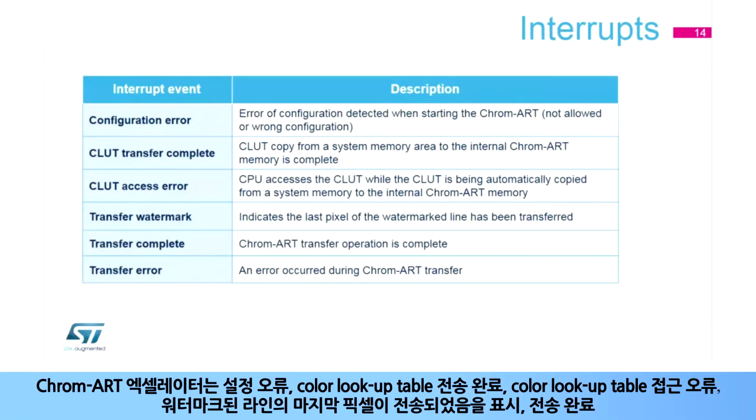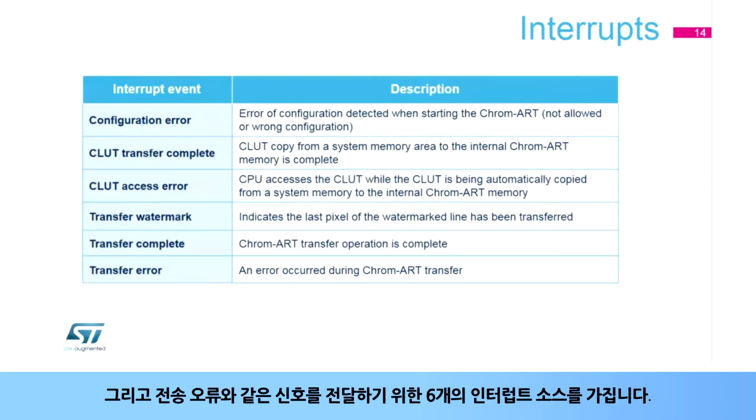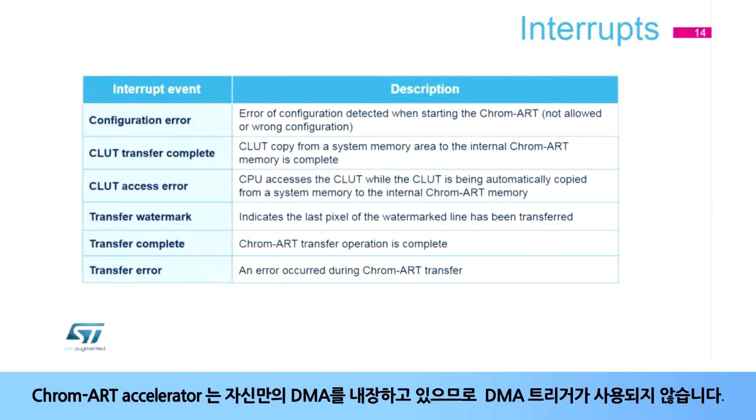The ChromART accelerator has 6 interrupt sources to signal configuration errors, CLUT transfer complete, CLUT access error, watermark reached during a transfer, transfer complete, and transfer error. No DMA trigger is used, as the ChromART accelerator embeds its own DMA.